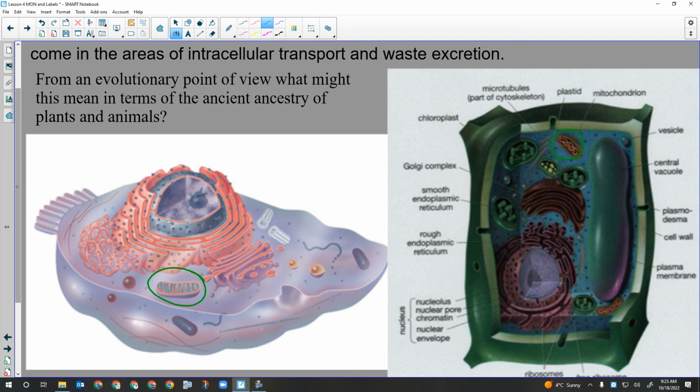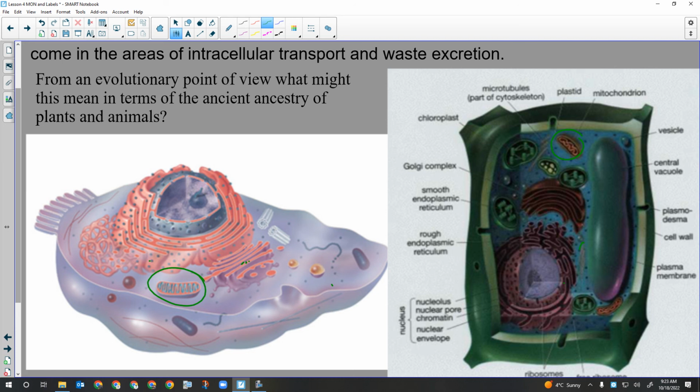They both have a Golgi apparatus. That's this thing right here. They both have cytoplasm. That's the fluid that fills up the cell. Cells are not full of air. They're full of something called cytoplasm. The reason they're filled with that is it enables the transport of materials through the cell.